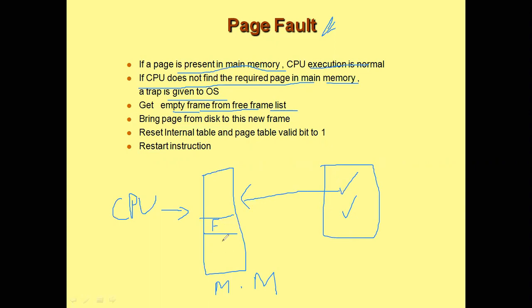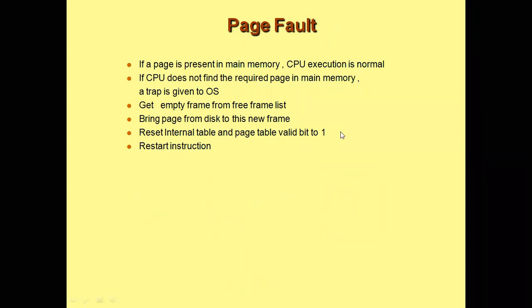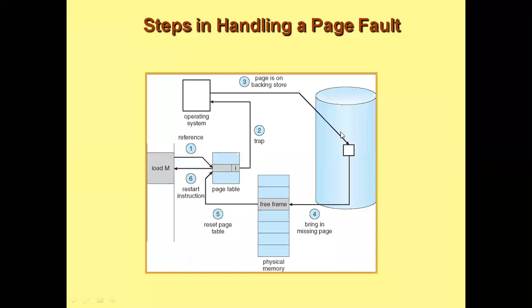Then after we bring it, you know that there is a page table, right? In this page table we will be setting V and I. Initially, since the page was missing, the entry was filled with I. After the page has been brought into the main memory, we now have to reset this page table, as well as certain other internal tables, to V or 1, and then we have to restart the instruction. We have a very good picture in the coming slide which shows how we handle a page fault.